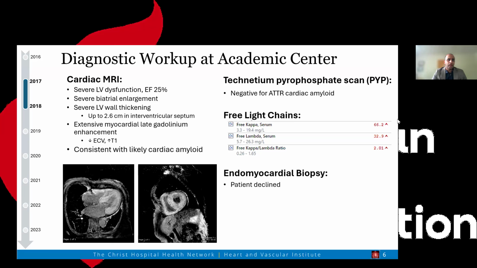And at that point, she ended up getting cardiac MRI. This ended up being 2018. And what that ended up showing is severe, now worsening, left ventricular dysfunction, severe wall thickening up to 2.6 centimeters. And as you guys know, hypertrophic cardiomyopathy is diagnosed at over 1.5 centimeters, as well as extensive late gadolinium enhancement with low extracellular volume decrease, elevated T1 values, and really a lot of features that were more consistent with cardiac amyloid, actually even more than HCM at that point.